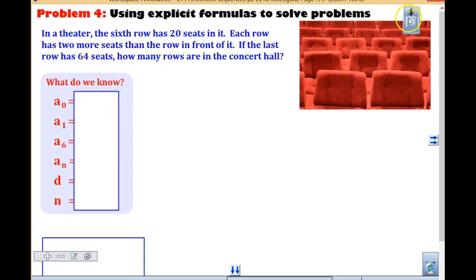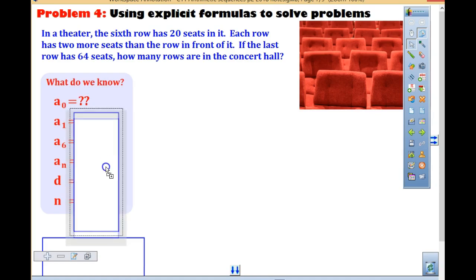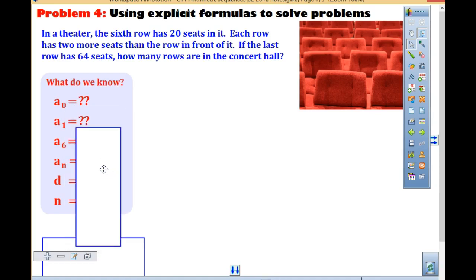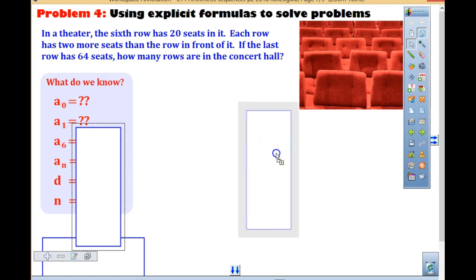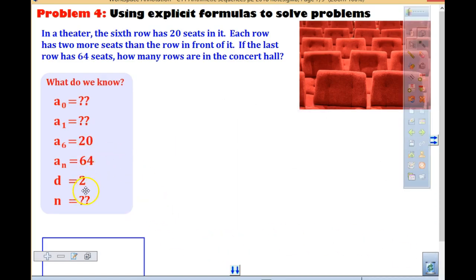So here are some of the things that we're thinking about, and we want to try and say, what do we know? Do we know our 0 term? No. Do we know the first row? No. Do we know the 6th? 6th row has 20. Do we know our common difference? 2. We don't know which row, but it's 64. We are trying to find out the answers to these questions, what is our nth row.